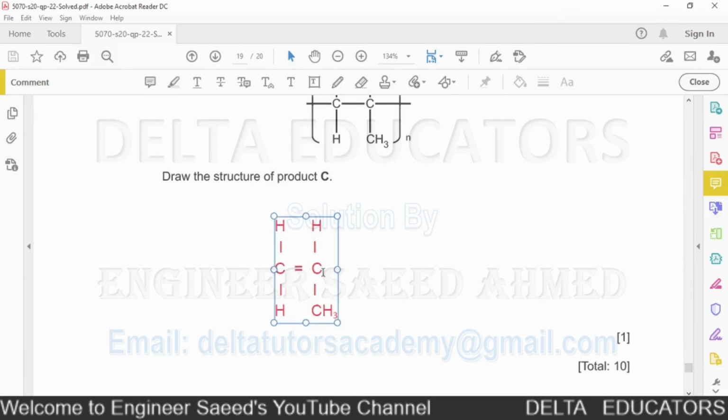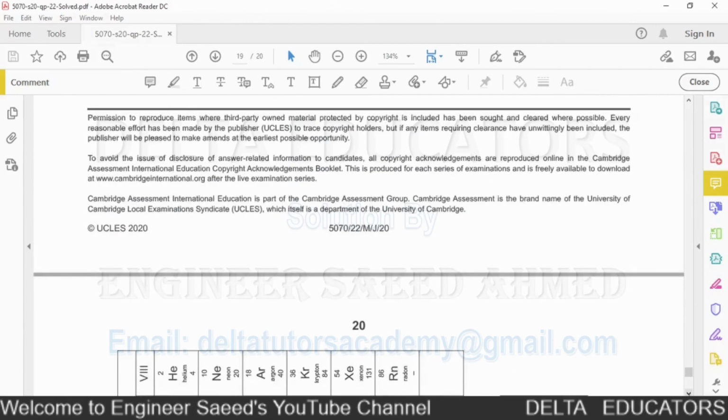So what will be the structure here? It is carbon-carbon double bond. Here we have two hydrogen. In the bottom again we have one hydrogen and one methyl radical. So it is the structure of the monomer, or we can say the structure of the product C. Now we have completed this question. This question is the last question of the paper. Today we have completed this paper 2 variant 2 May June 2020.